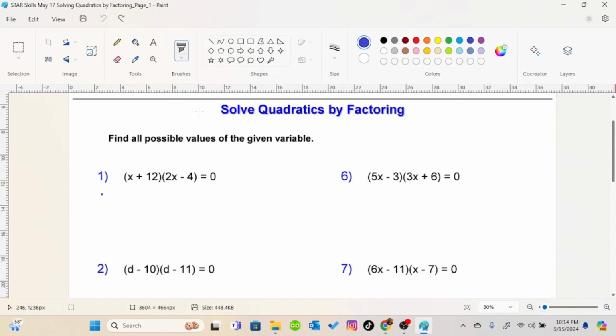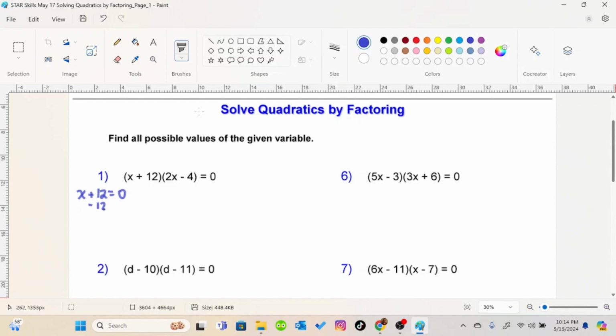So on number 1, what we're going to do is take each factor, set it equal to 0, and solve for x. So when we have x plus 12 equals 0, you would subtract 12 from both sides, and you would get x equals negative 12. And that's one of your answers.